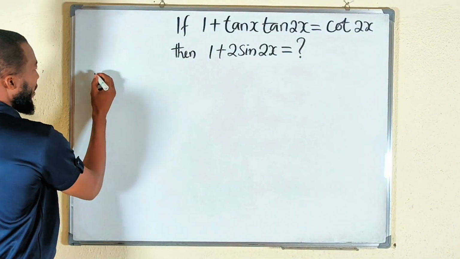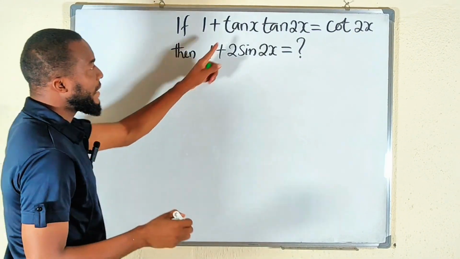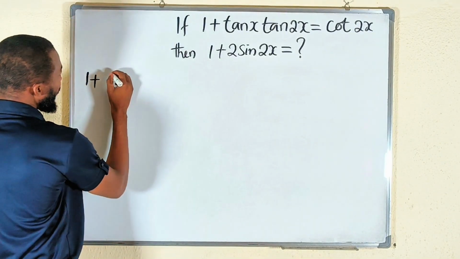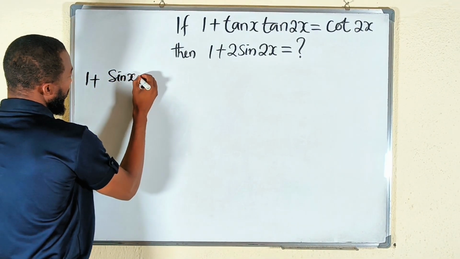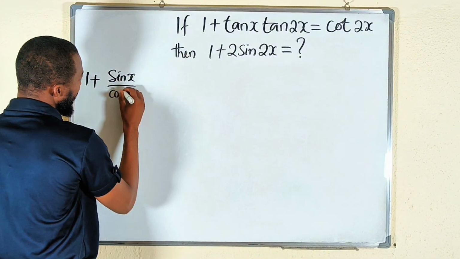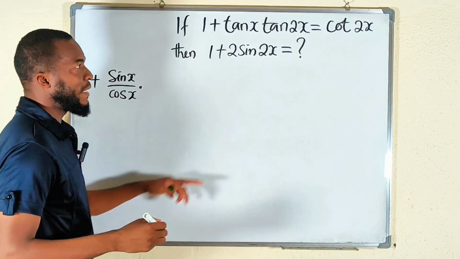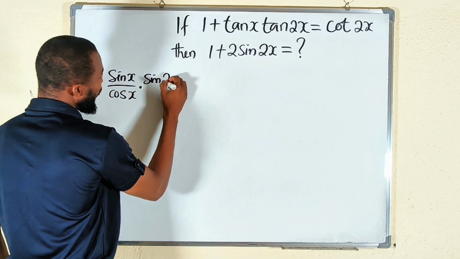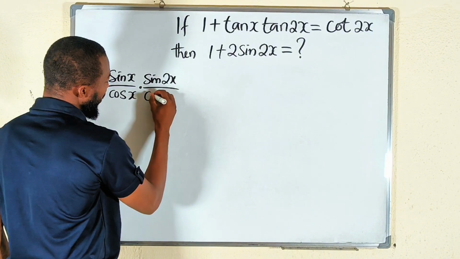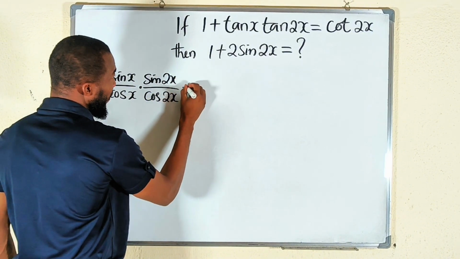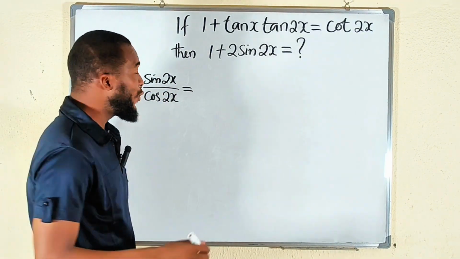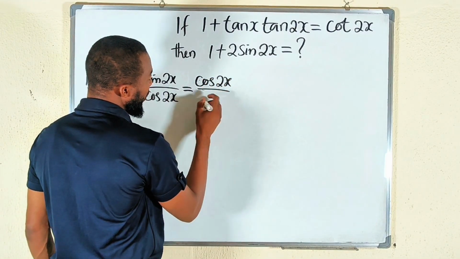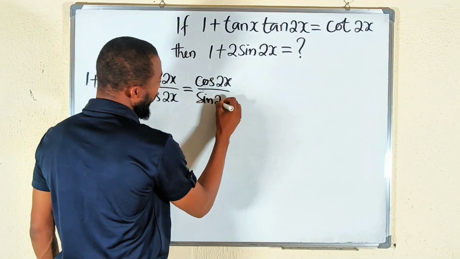Let me start from the left-hand side. 1 plus tangent x times tangent of 2x. Tangent x is the same thing as sine x divided by cosine x, right? So we have sine x divided by cosine x multiplied by tangent of 2x, which is sine of 2x divided by cosine of 2x. This is equal to cotangent of 2x, which is the same thing as cosine of 2x divided by sine of 2x.